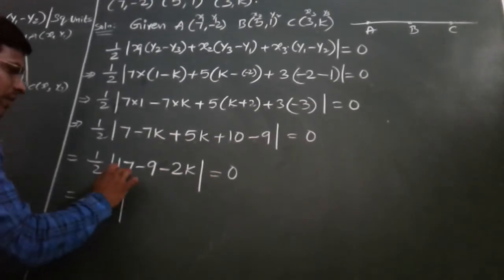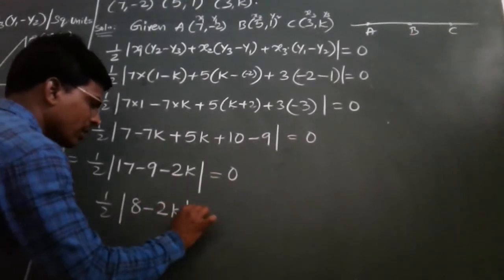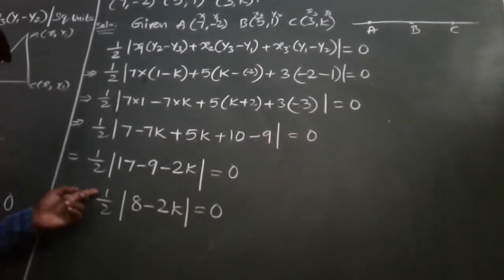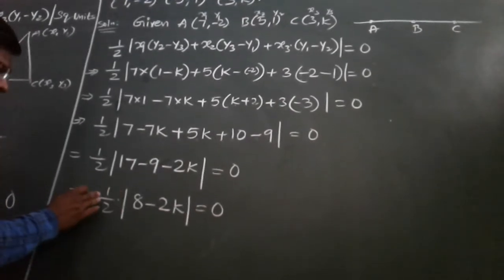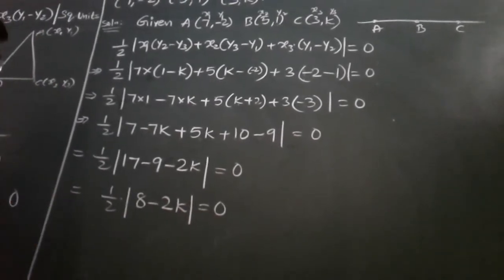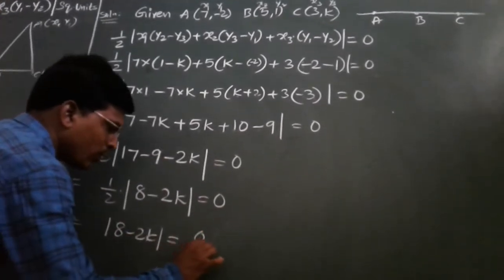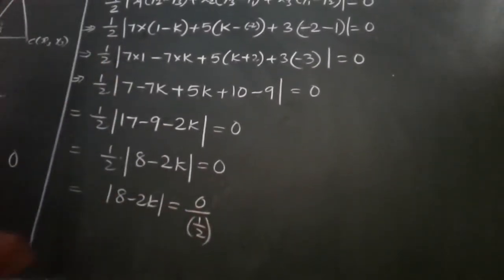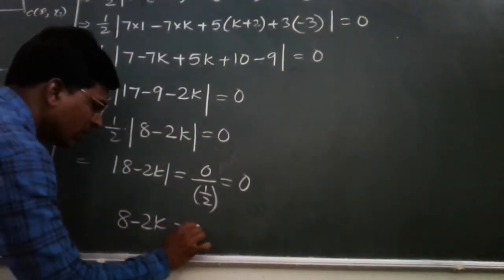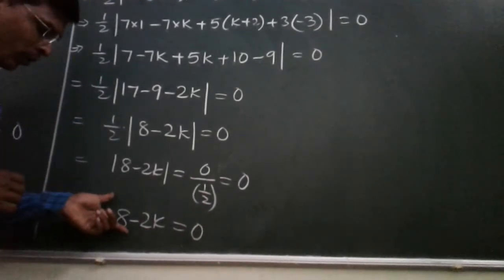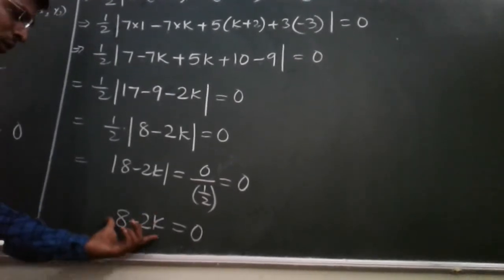1 by 2. 17 minus 9, how much? 8. 8 minus 2k is equal to 0. If you take this 1 by 2 to the right hand side, here we have into, so it will become divided by. So 8 minus 2k is equal to 0 by 1 by 2. So 0 divided by anything, you will get the same number, that is 0. So 8 minus 2k is equal to 0. Here I am removing the modulus sign because 8 minus 2k is a positive number. That's why I am removing the modulus.